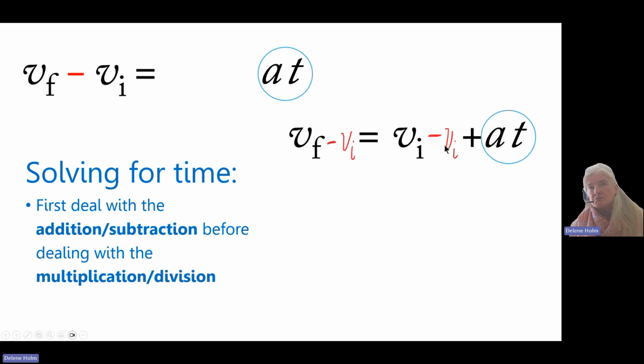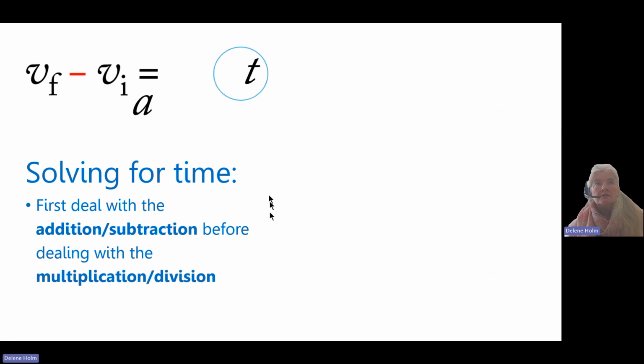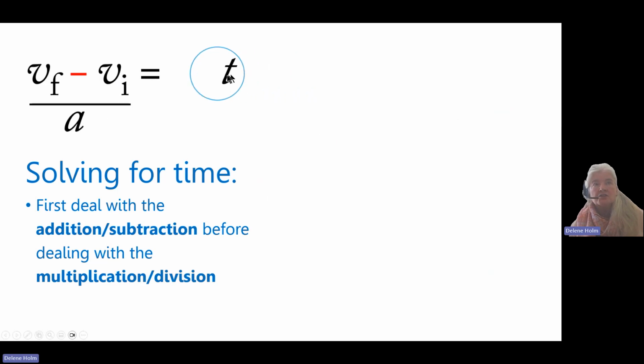Okay, but if I subtract Vi on the right-hand side of the equation, I must do the same on the left, which means the Vi's cancel out to nothing. And I now have the Vf minus Vi on the left-hand side here. Now, I have to get rid of the a because it was a times t. And like we did right in the beginning, if it's multiplying, I make it divide on the other side.